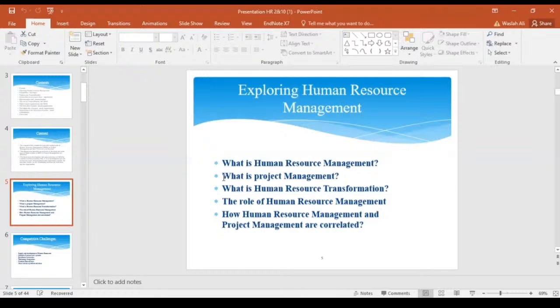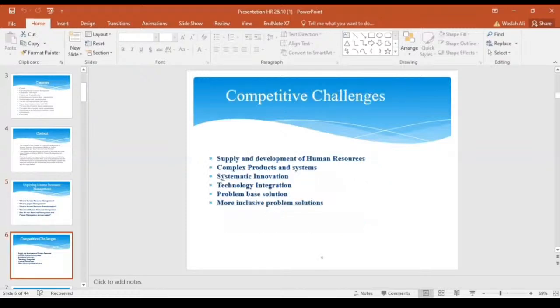To understand the relationship, human resource and project management are both strategic. Both of them are useful for organizational competitiveness. HR is the key of every work done within an organization as they represent people, while project management skill is a key element of leading a project. Now moving forward, competitive challenges.